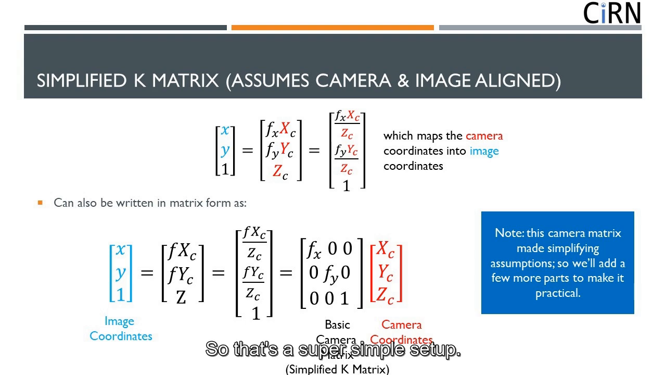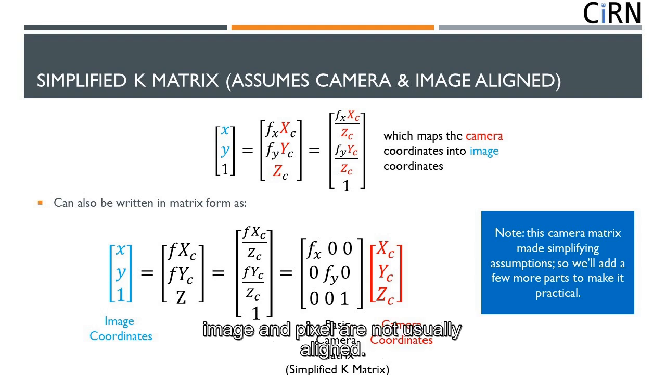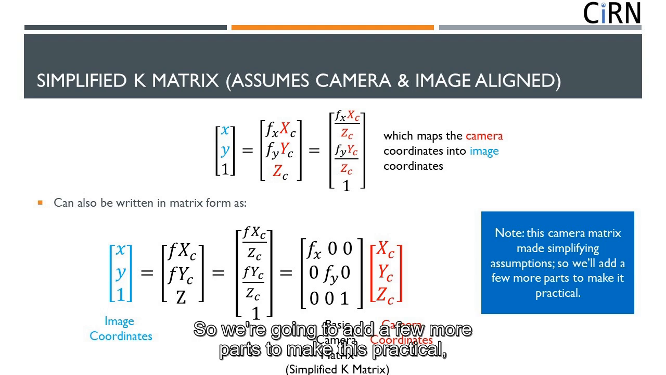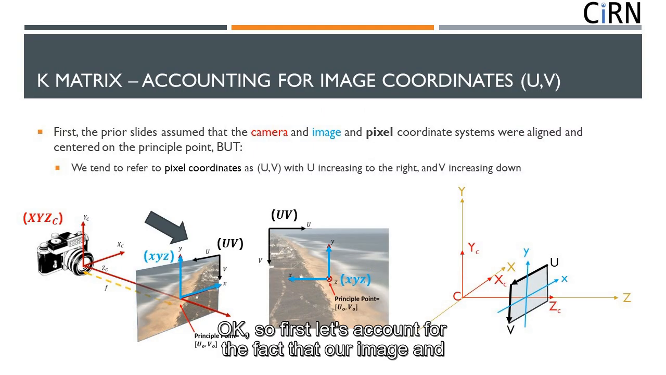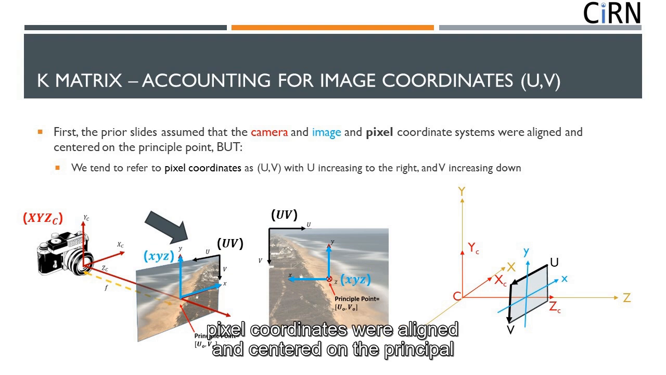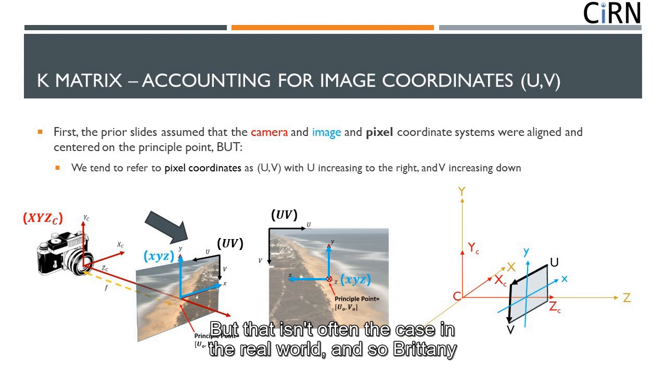All right, so that's a super simple setup, and your world and camera are never actually aligned, and your image and pixel are not usually aligned. So we're going to add a few more parts to make this practical, and that equation is going to get a lot bigger. Okay, so first, let's account for the fact that our image and pixel coordinates were aligned and centered on the principal point in our original assumptions, but that isn't often the case in the real world.